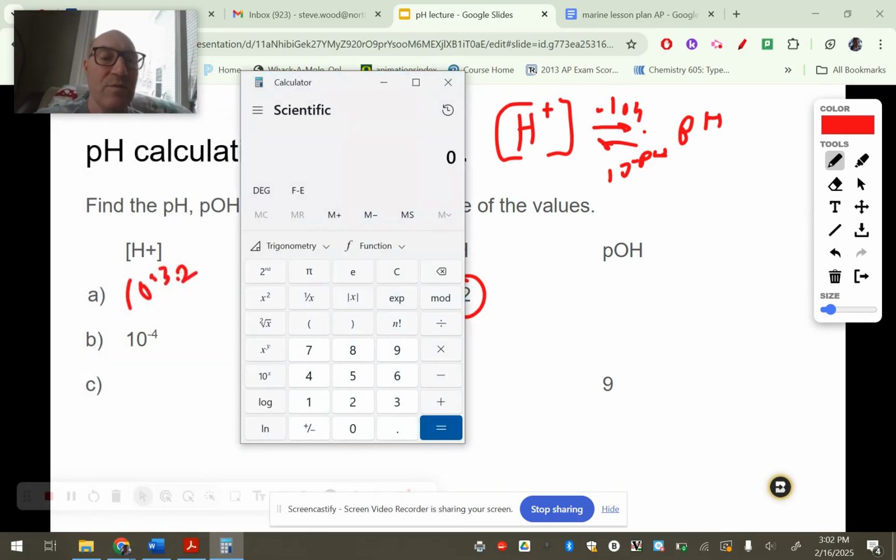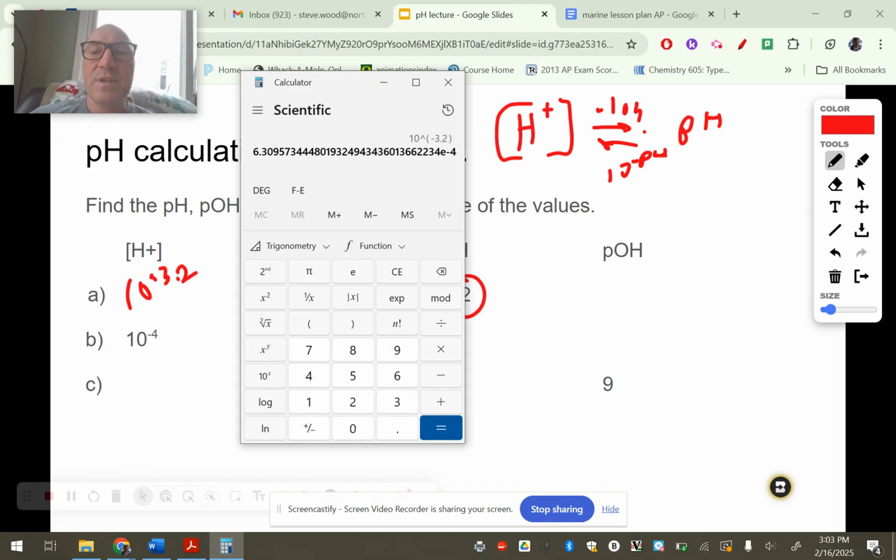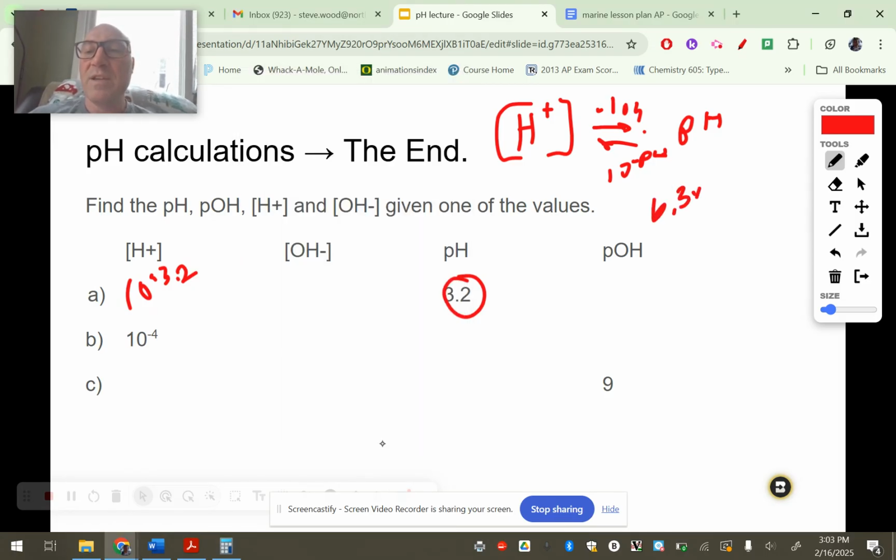Let's go back here. So we're going to do this button, which is 10 to the negative. So we're going to do 10, and then to negative 3.2, equals. Make it negative and hit that button. Okay, so that equals 6.3 times 10 to the negative fourth. That's what that equals right there.